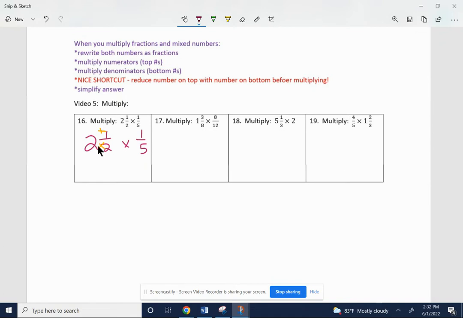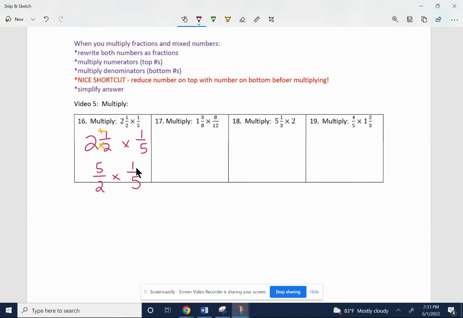If I take 2 times 2, I get 4. If I add 1, I get 5. So I get 5 halves. 1/5 is already a fraction. So now I can multiply the tops. They're both fractions, so I can multiply the tops, multiply the bottoms, and reduce.